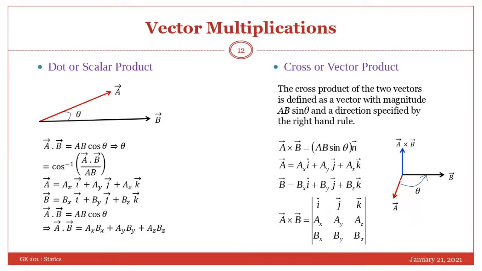Yes, please. Yes, Mr. Mohammed. Yes, Doctor. If I want to multiply I cross K, how to do it in the palm of the hand? I cross K. All right. One minute. So, of course, I cross K will be minus J.